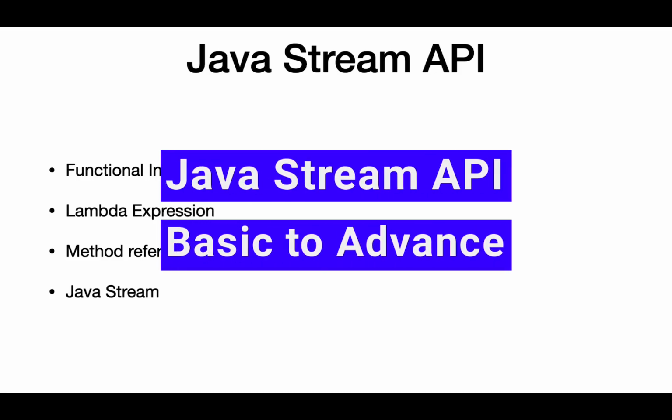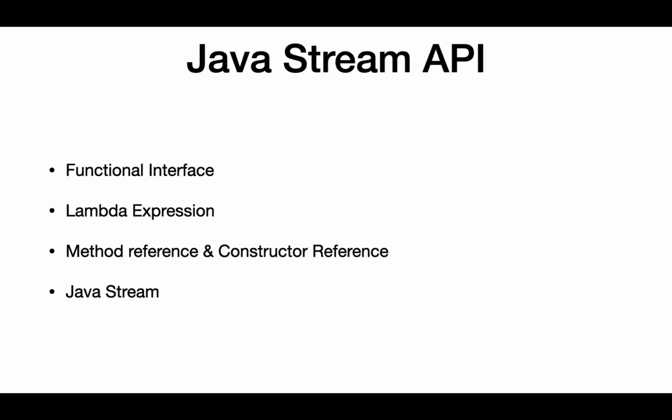Hello everyone. So in this video we will learn what is a Java stream and how to use it. Before we start with Java stream, we need to understand some basic concepts: what is a functional interface in Java, what is a Lambda expression, what is a method reference, and constructor reference. Then we will move to the Java stream. We will learn the basic concepts first, then you will understand the stream better, right?